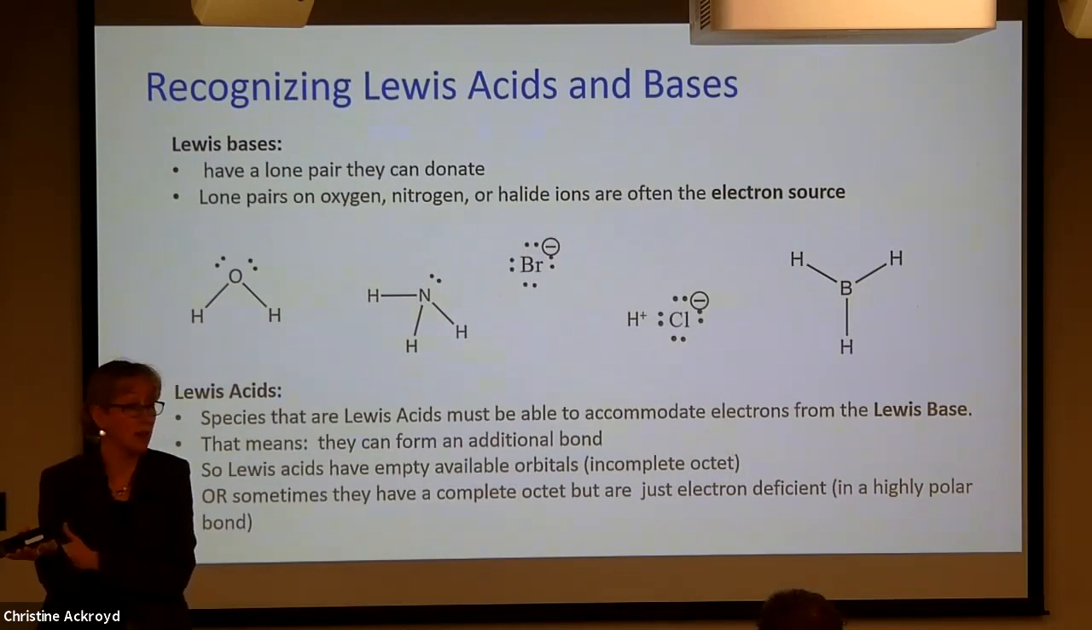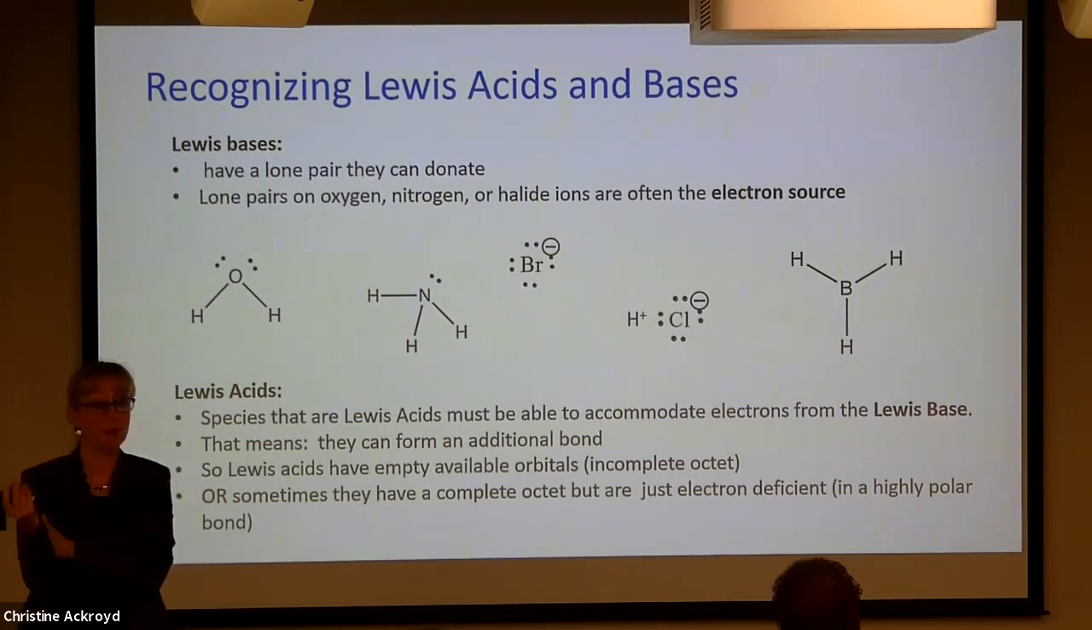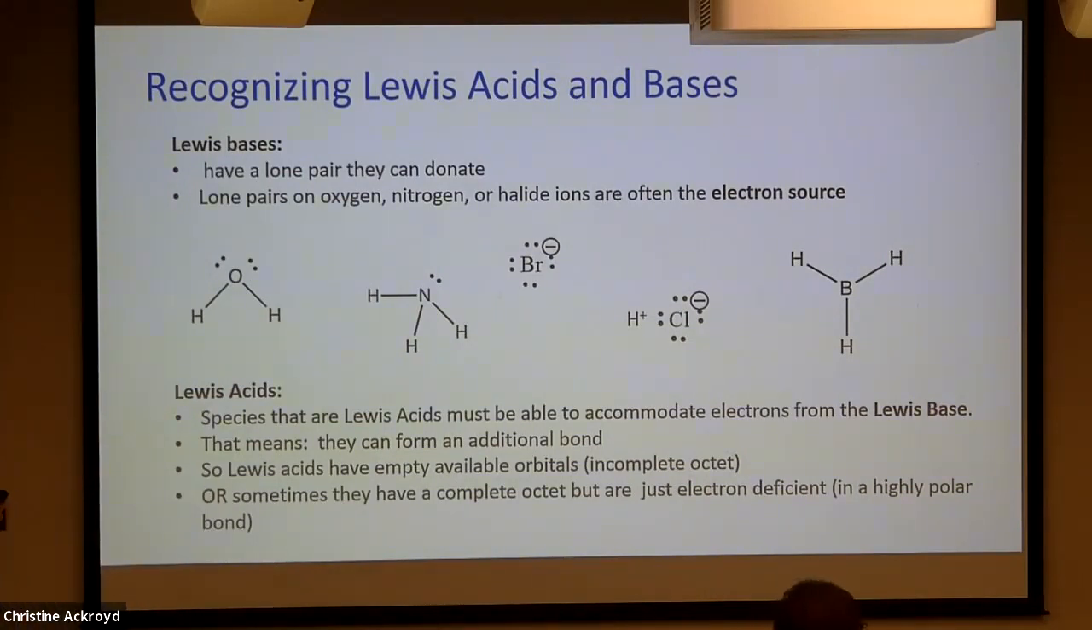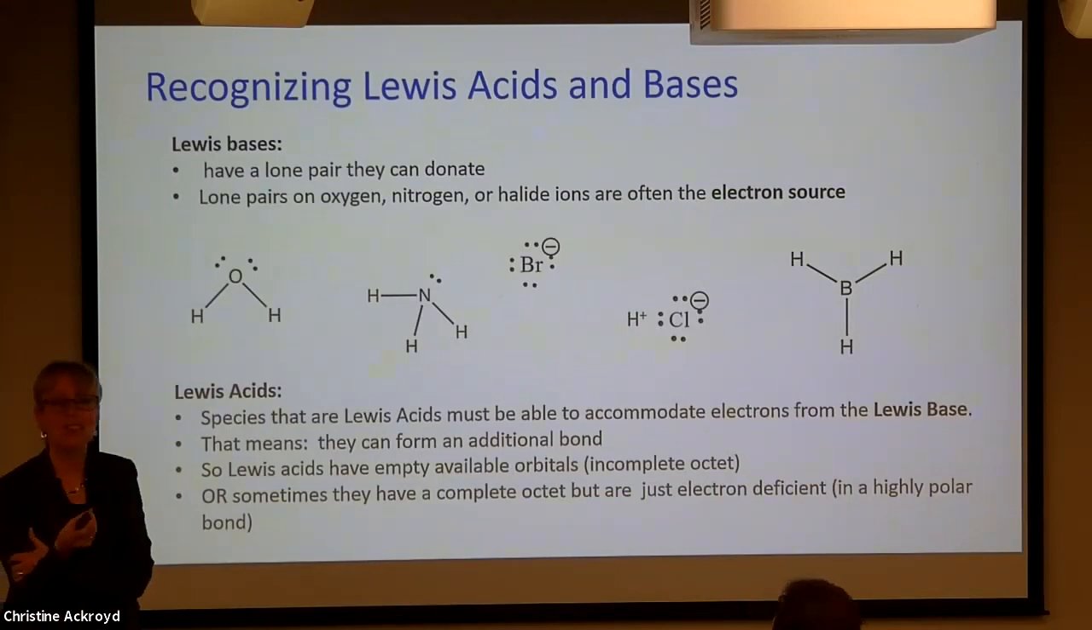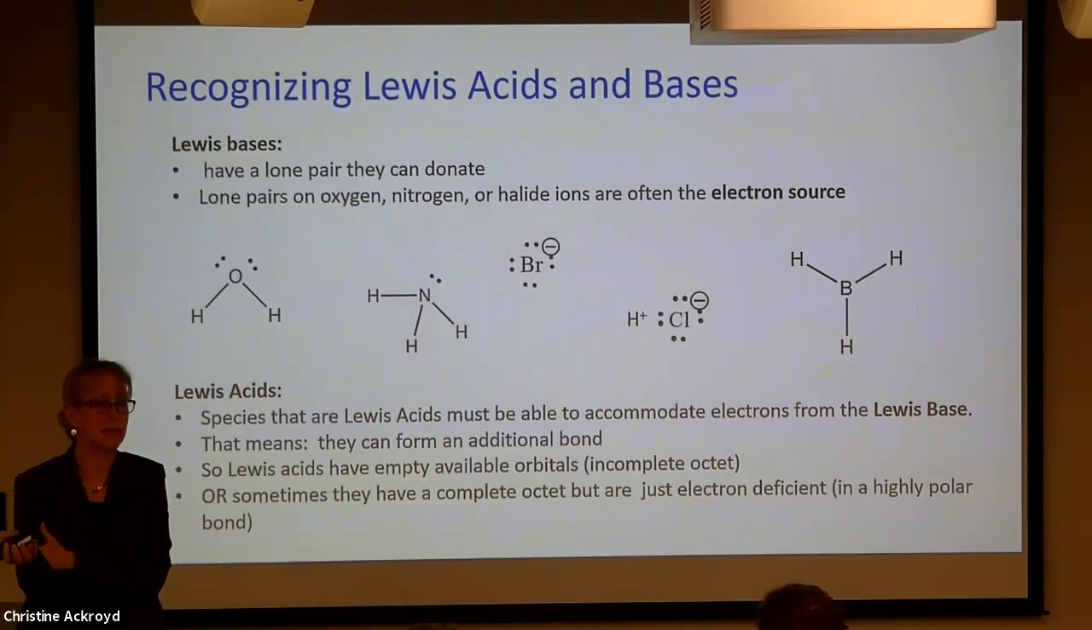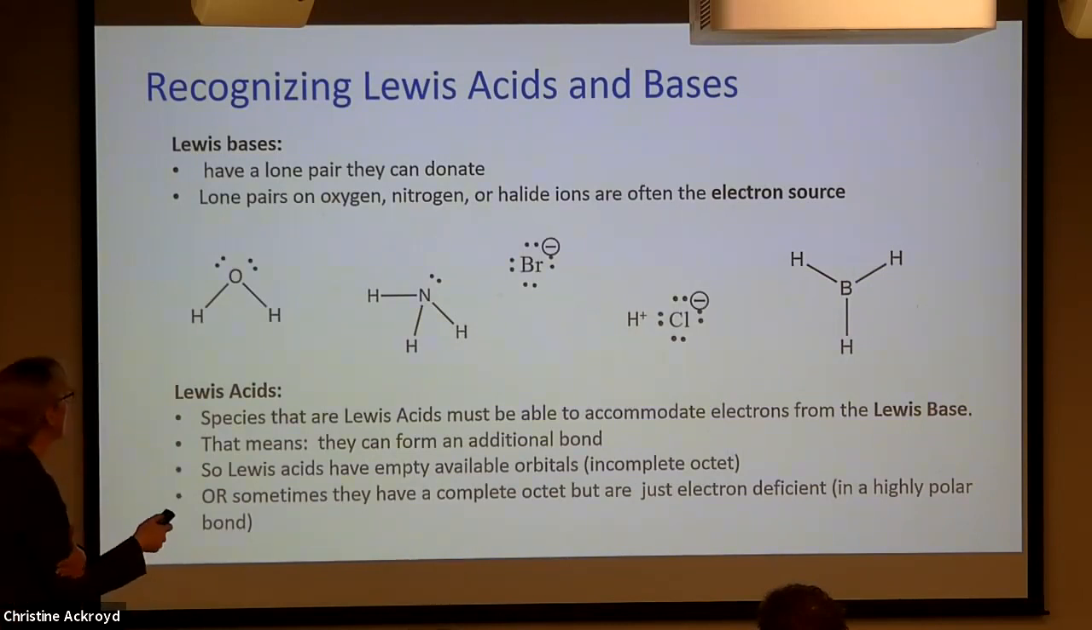The only requirement for a Bronsted-Lowry base really is that they have a lone pair. So yes, if it's a Bronsted-Lowry base, it's also a Lewis base. How about Lewis acids though? A Lewis acid is anything that can accept an electron. It can accept a bond or it wants more electrons. So easy examples: BH3 is open shell, that would be a Lewis acid.